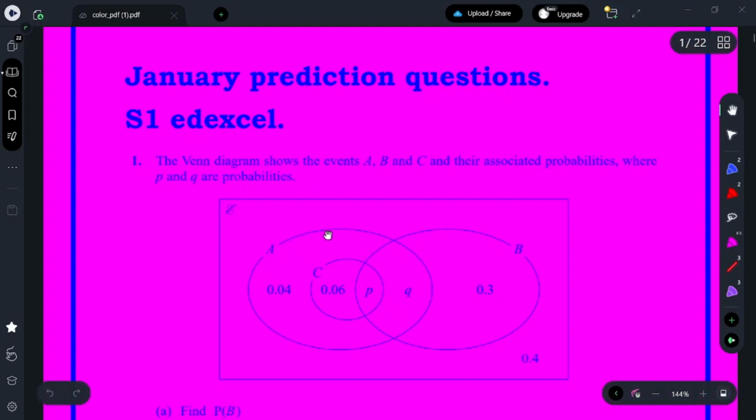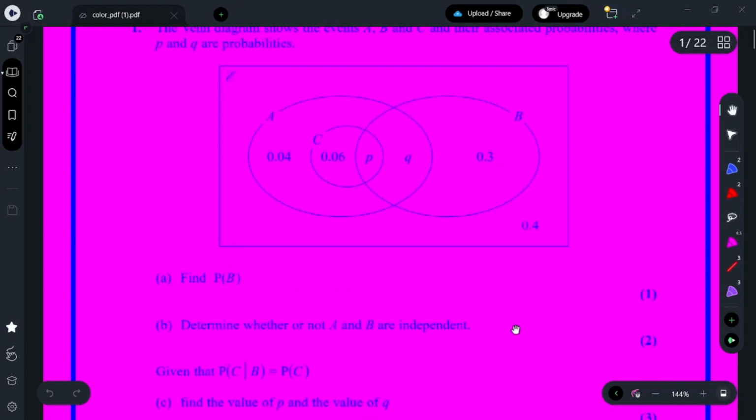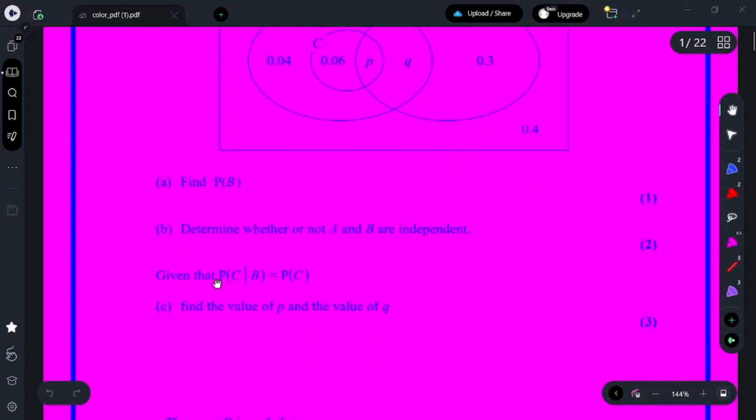The Venn diagram shows the events A, B, and C and the associated probability, where P and Q are probabilities. So we have the Venn diagram here with the set A, probability for event A, and the probability for event B, the intersection of A and B, and the probability of an event occurring outside A and B. So the first question we have is the probability for B occurring.